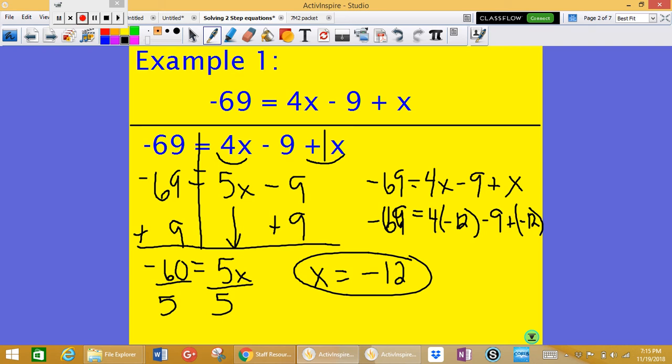Put this in my calculator, and both sides should equal negative 69. So negative 69, I plug that in, it equals negative 69. So it checks.